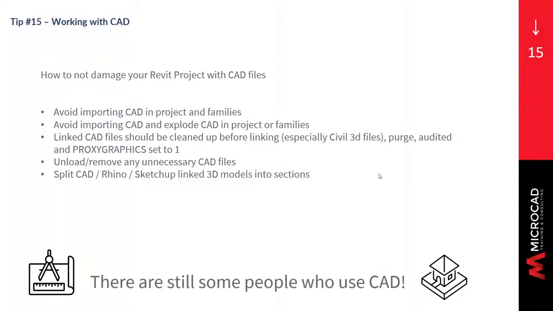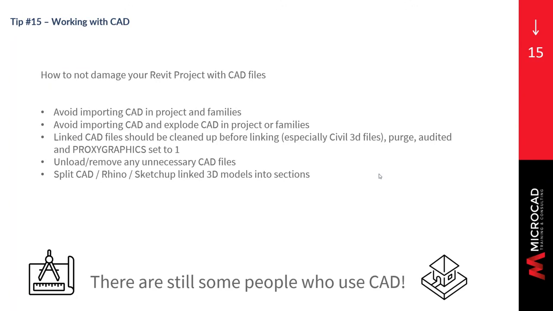The other thing is to avoid importing CAD and exploding CAD in your project or a family, because this is as well a known cause of project corruption. Always try to convert CAD line work into Revit elements. Linked CAD files should be cleaned up before linking them, especially if you're using Civil 3D files, because they are really large. Try to purge, audit, and set proxy graphics to 1 before linking your CAD files. Just make sure to unload and remove any unnecessary CAD files after you have been using them.